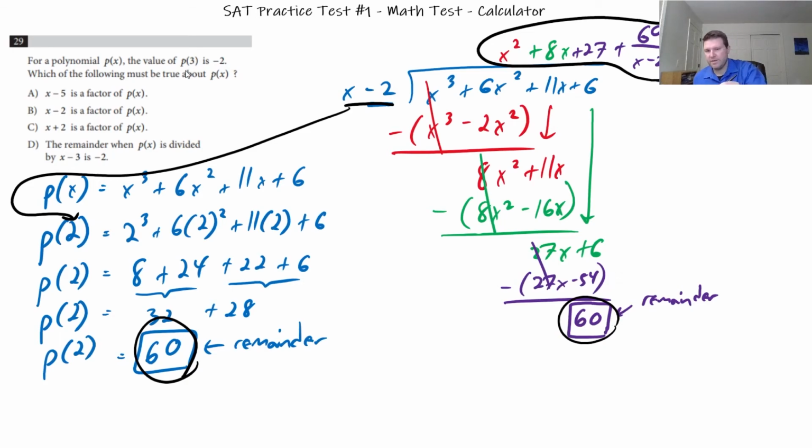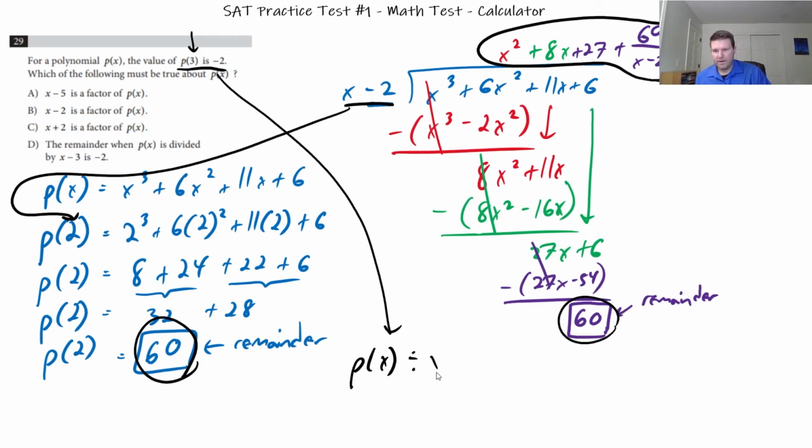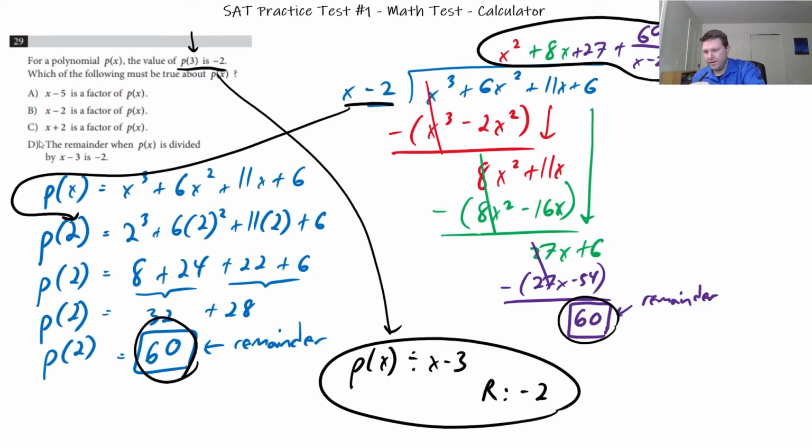So when they say that the p of 3 is negative 2, remember it's the opposite sign that you're seeing inside the parentheses right here. So it must mean that they took p of x and divided it by x minus 3 and got a remainder of negative 2. So that is this. Okay, so that's the essential portion of this problem.